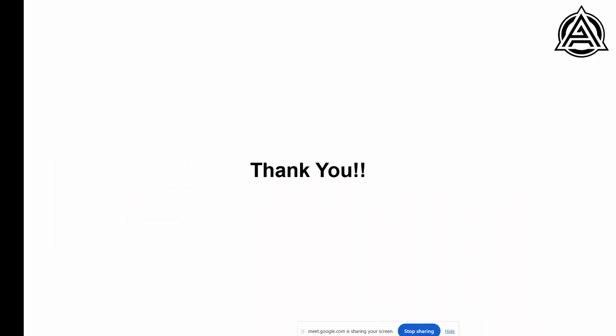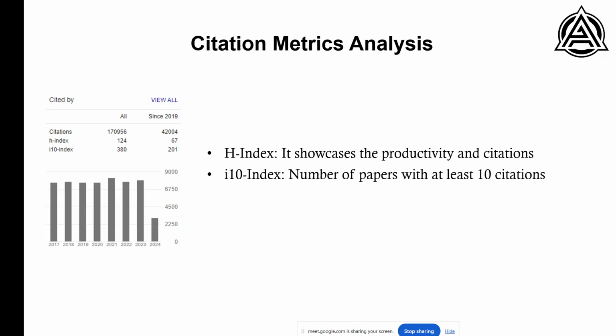H index, you only have to listen to it carefully. So let me give you an example. Let's say I have published 5 papers in this year, so here you need to consider the year. I have published 5 papers in 2025. Out of 5 papers, any 2 papers that receive equal citations. Let's say paper A receives 2 citations, paper B receives 2 citations. Then my H index will be 2.